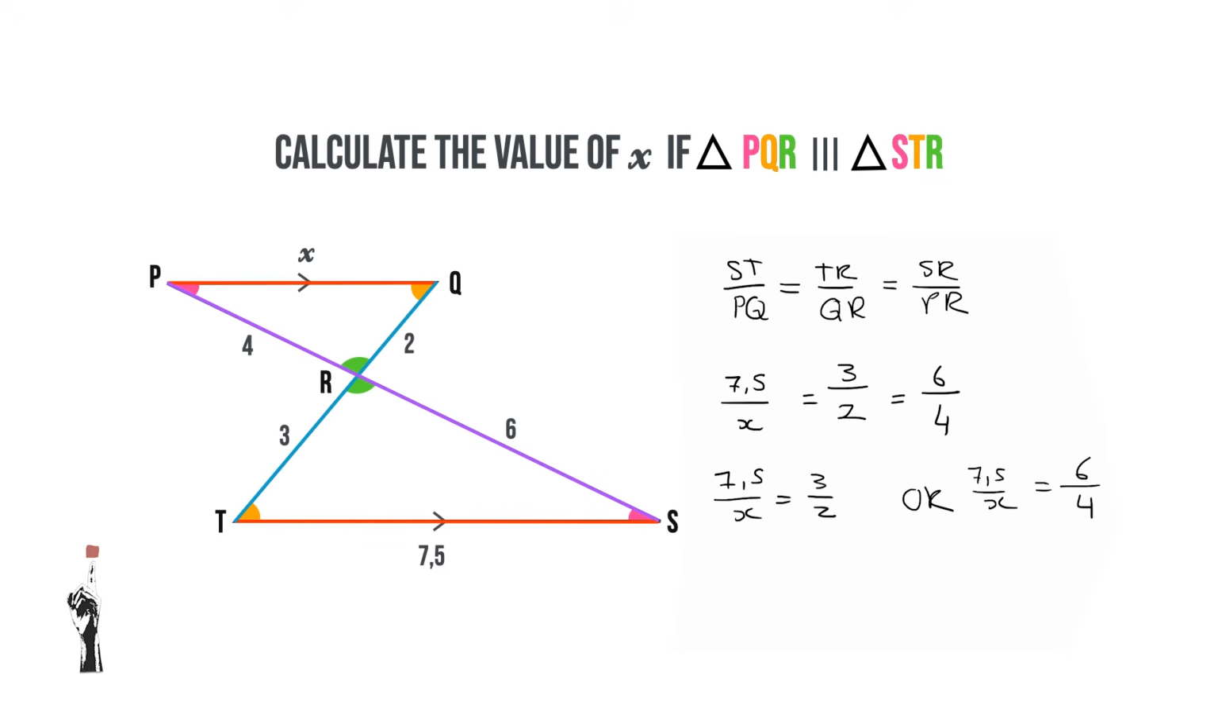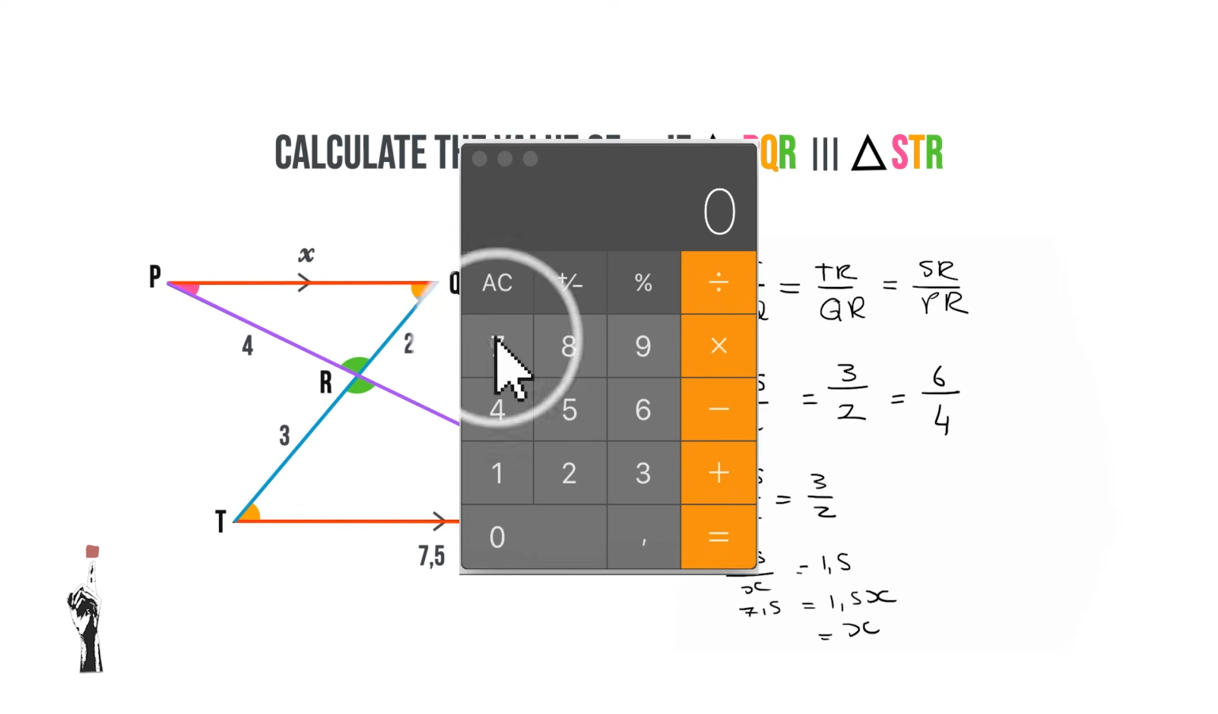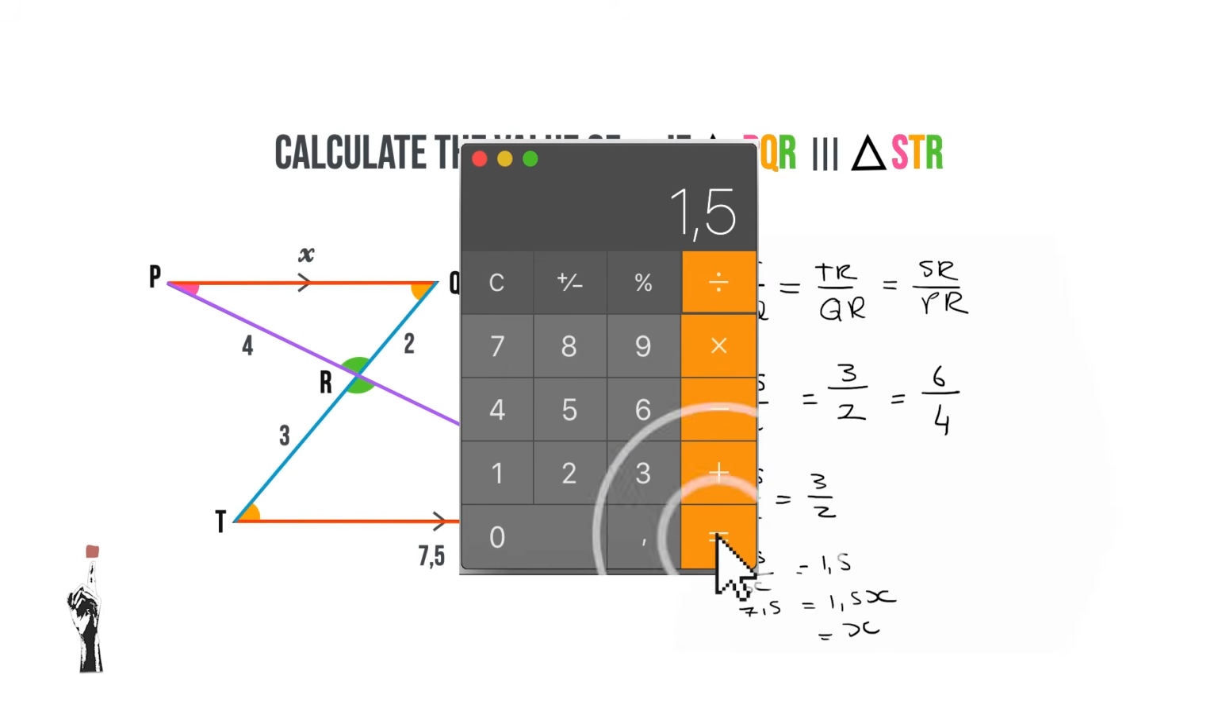I am going to choose the first option, although both options would give you the same answer for x. So I can write 7.5 over x is equal to 1.5. Therefore, 7.5 is equal to 1.5x. Therefore, x is equal to 7.5 divided by 1.5, which will give me 5.